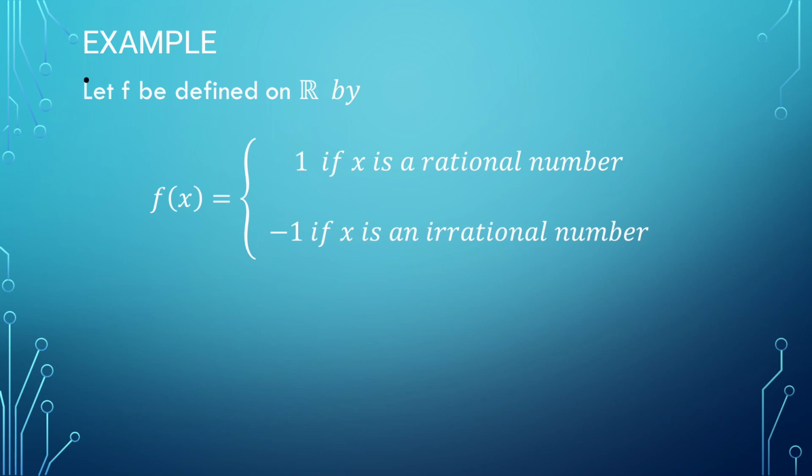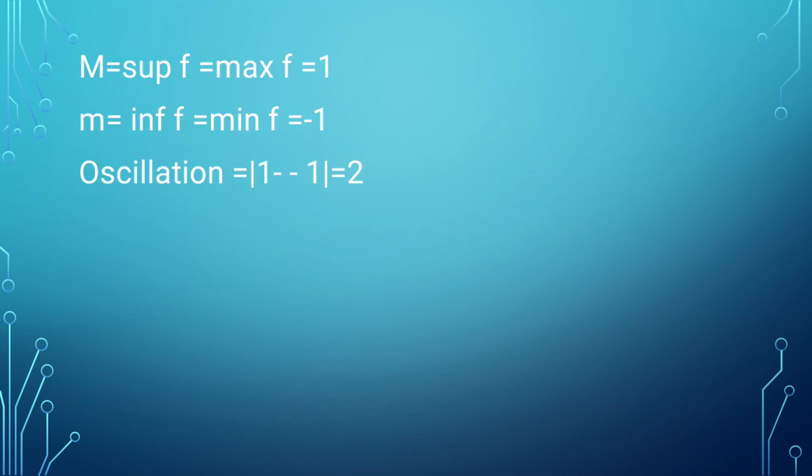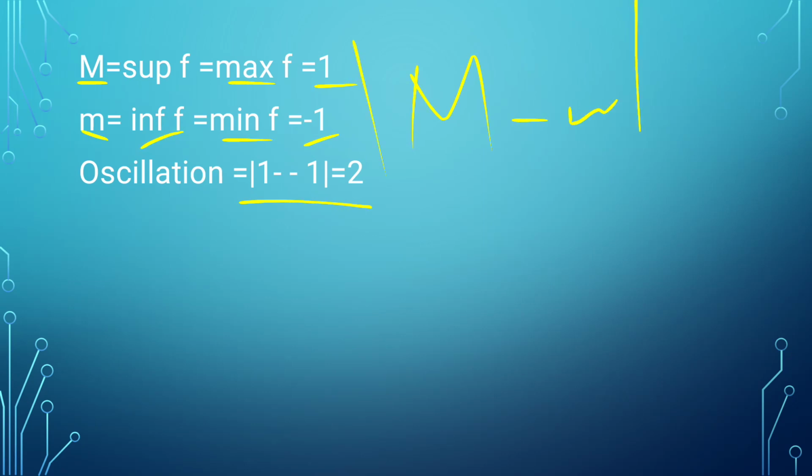Okay, example. Let f be defined on R such that it is 1 if x is a rational number, and -1 when x is an irrational number. Now, in this, we can point out the supremum of f. You'll find that capital M is the upper bound, which is also the maximum, and it is 1, and small m is the minimum, which is -1. Therefore, if you want to get the oscillation, remember the formula: capital M minus small m in absolute value, and therefore it is 2, and that is it.